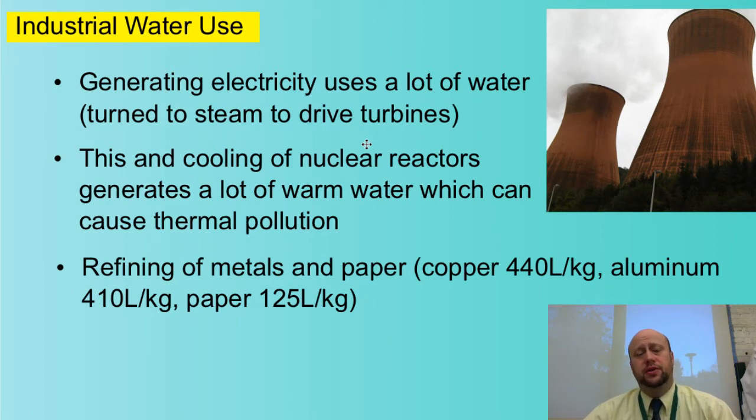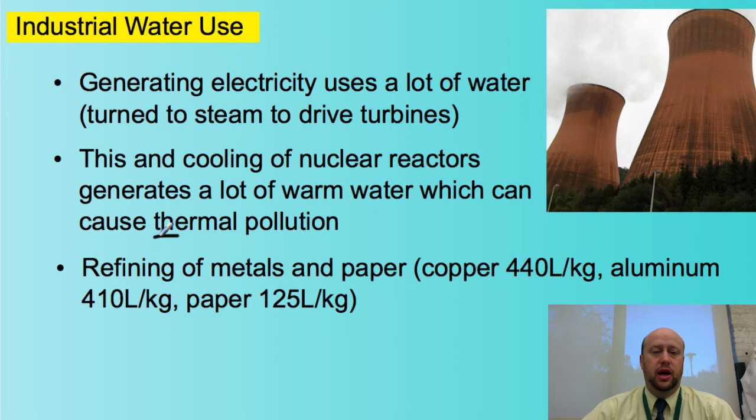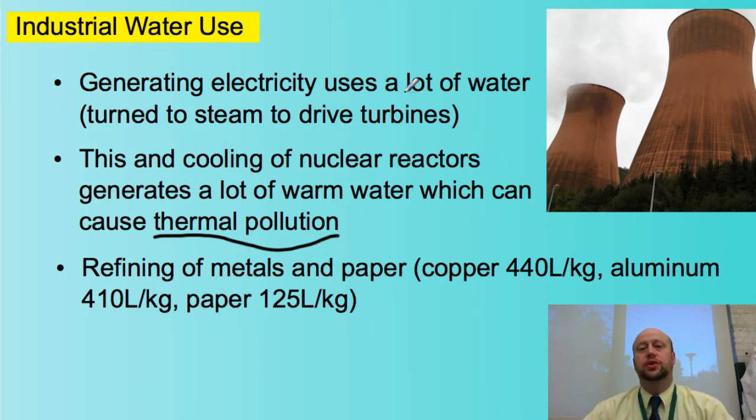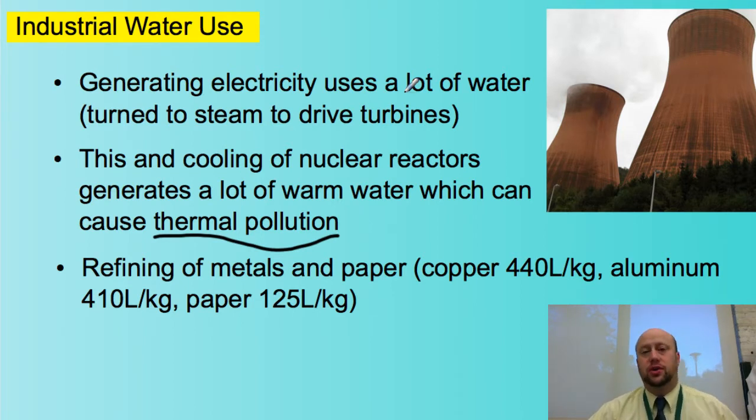And so then they have to find some way to cool that down before they just dump it back out into the environment. If they don't, then we get what is down here called thermal pollution. And thermal pollution means exactly what it sounds like. It's basically heat pollution. If you dump hot water back into a river or a lake source, it's going to severely affect the ecosystem.